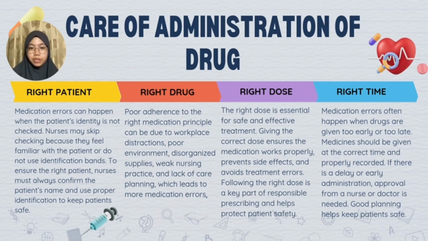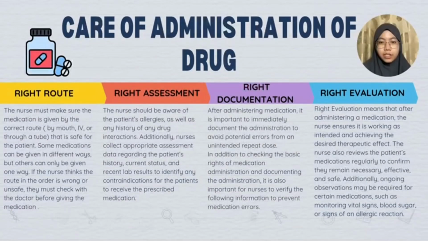The right time means medication should be given at the correct scheduled time and properly recorded. In addition, patients have the right to education, where they are informed about the medication, its purpose, and side effects. Patients also have the right to refuse, and this decision must be respected and documented. Lastly, the right expiry date of the drug ensures only valid, non-expired medication is administered.